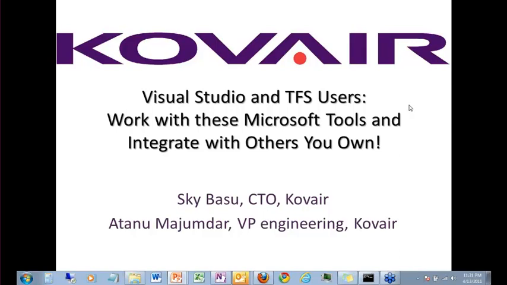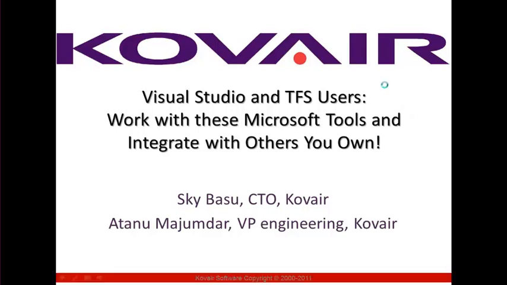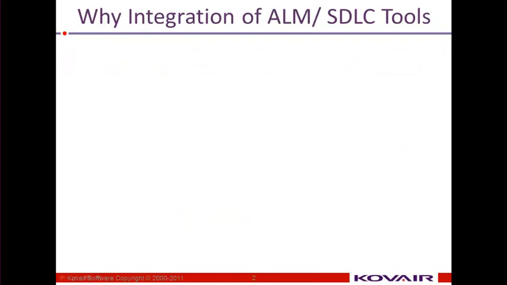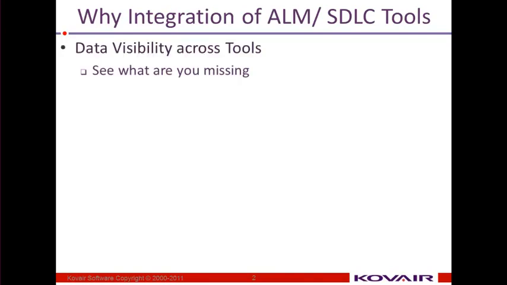So let's start with the question: why do we need to integrate? There are certain goals for integration. Some of them are obvious. For example, we would like to see the data from one tool in another tool, what we call data plumbing. But data plumbing is just the tip of the iceberg. There should be other goals and other benefits of doing integration.